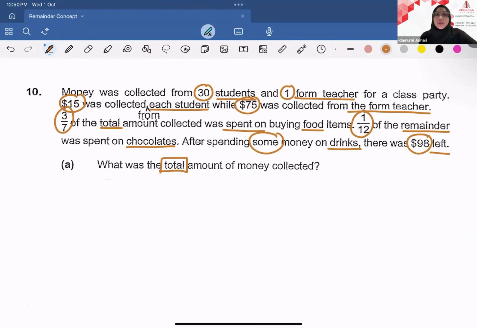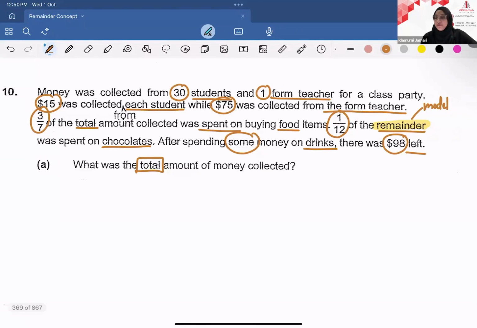First and foremost, how do we know that this is a remainder concept type of question? Because of the keyword remainder in the question. For the remainder concept, there are two ways to solve this question. We can either solve by model method as well as branch method. In this video, I'll be sharing with you how to solve the remainder concept using both branch as well as model method. Let's solve this using model method first.